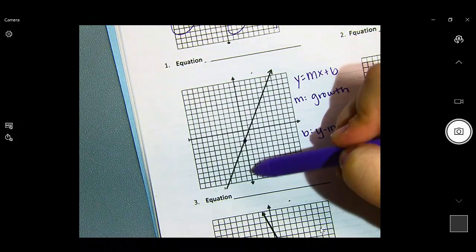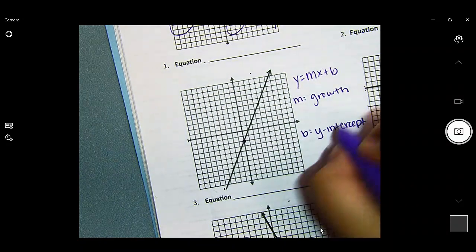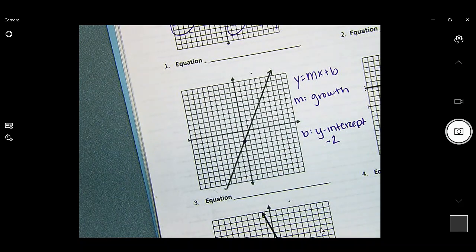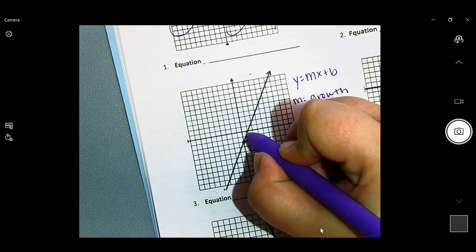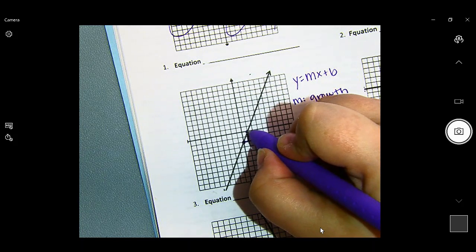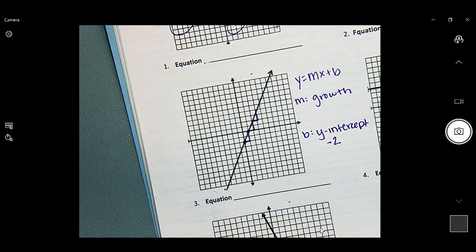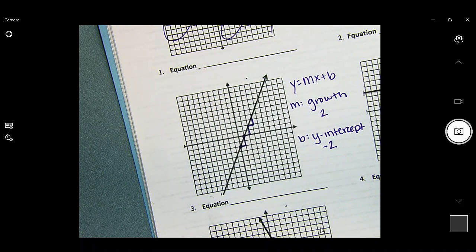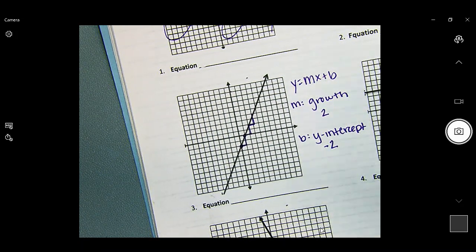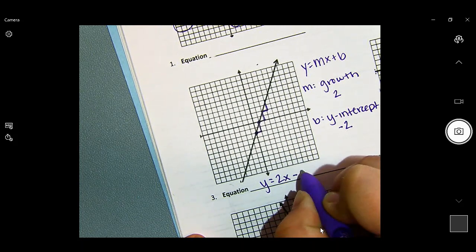All right, now looking at my y-axis, that is at the point 0, -1, -2. So that means my y-intercept is -2. Now I want to look at my growth. So as I go over 1, I'm going up 2. So every time I'm going over 1, I'm going up 2. That means that my growth is 2. Okay, so then if I write this as y equals mx plus b, my equation will be y equals 2x minus 2.